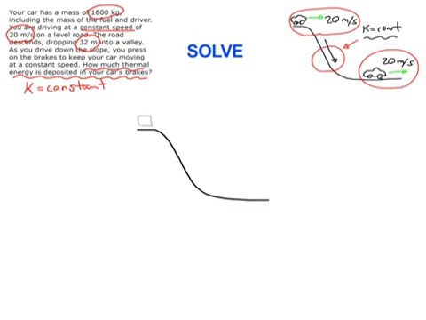We said we've got two states. We have the car at the top of the hill, and I'm just going to draw a simple representation here. At the top of the hill, that's our initial state. We've got a certain initial kinetic energy, and a certain initial potential energy. We're interested in gravitational potential energy. There's no spring potential energy here.